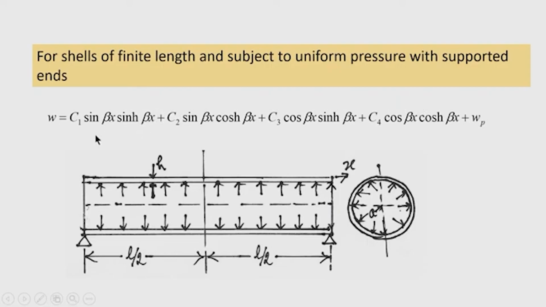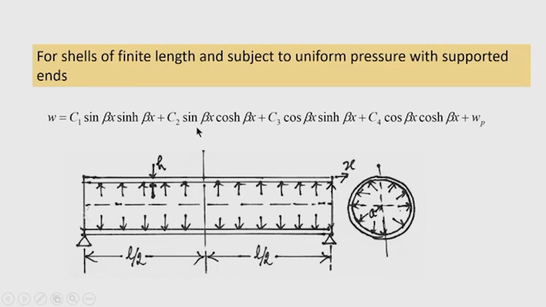You can see that all the terms are a product of two functions, one is a trigonometrical function and another is a hyperbolic function. Now, let us examine the first function, sin beta x sin hyperbolic beta x, that is the product. Sin beta x is an antisymmetrical function, sin hyperbolic beta x is also an antisymmetrical function. So, the product of two antisymmetrical functions is a symmetric function. Similarly, here you can see cos beta x is a symmetrical function and cos hyperbolic beta x is also a symmetrical function. So, the product of two symmetrical functions is again a symmetrical function.